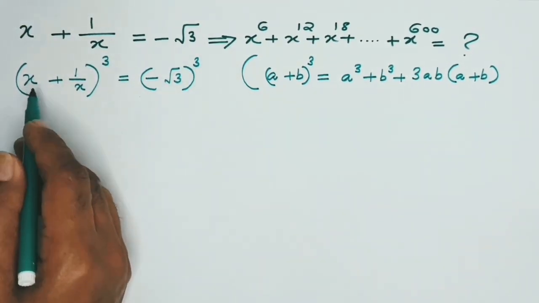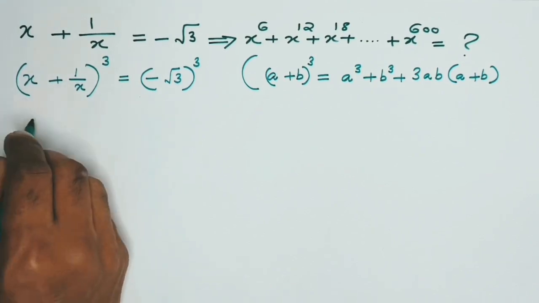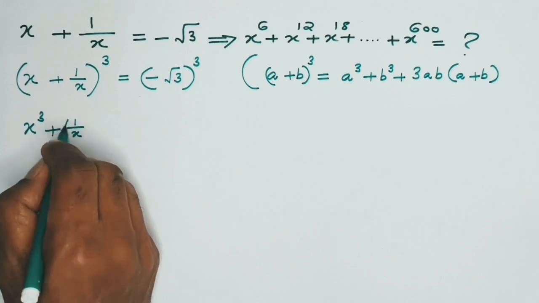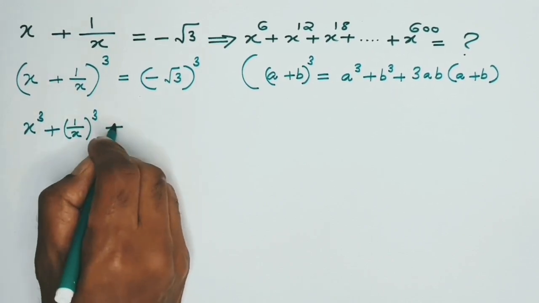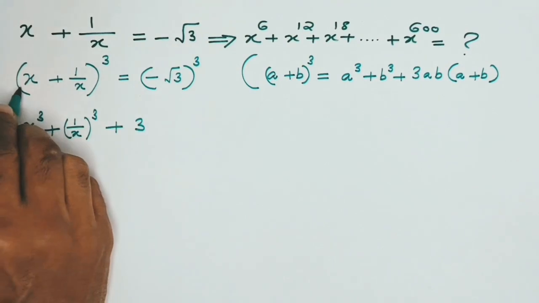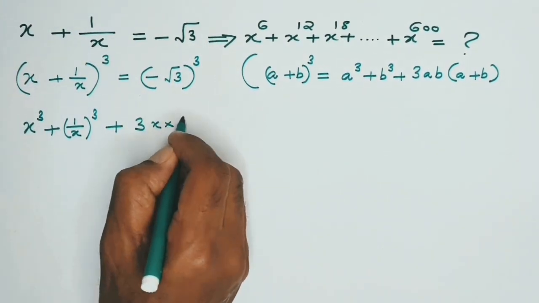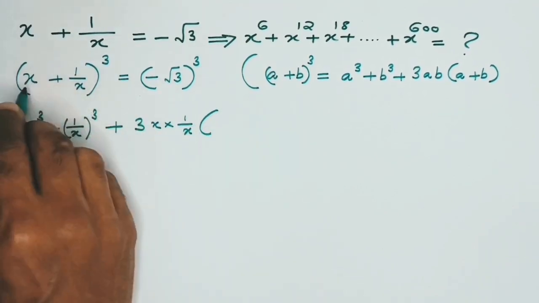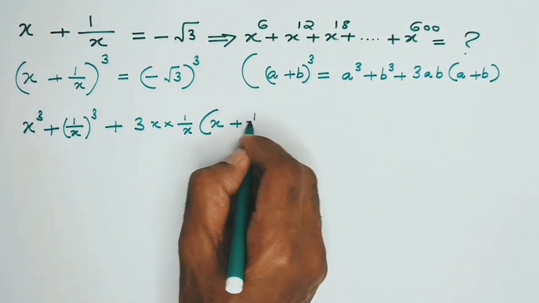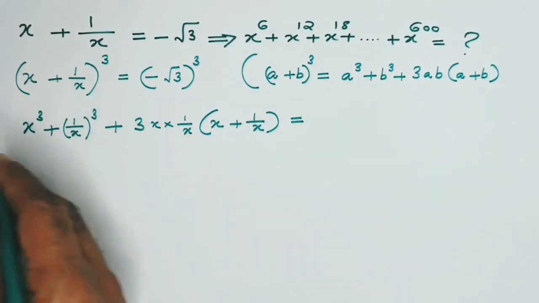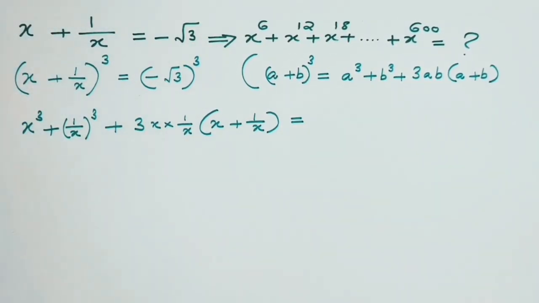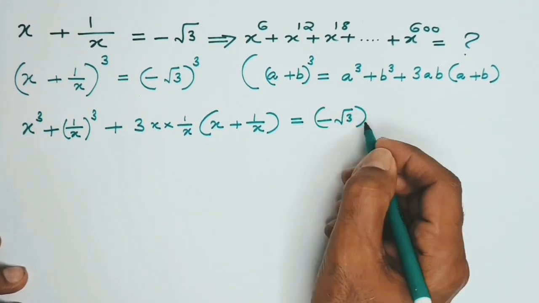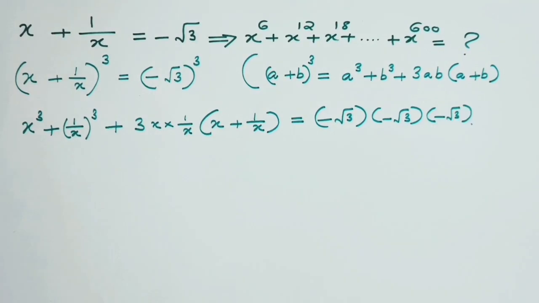Here a is equal to x and b is equal to 1 over x. So using that we get x cubed, then b cubed is 1 over x, the whole cubed, plus 3ab. a is x multiplied by 1 over x, this is ab, multiplied by a plus b, which is x plus 1 over x, equals, this is the left side, and the right side, minus root 3 the whole cubed, which means minus root 3 multiplied by itself 3 times.